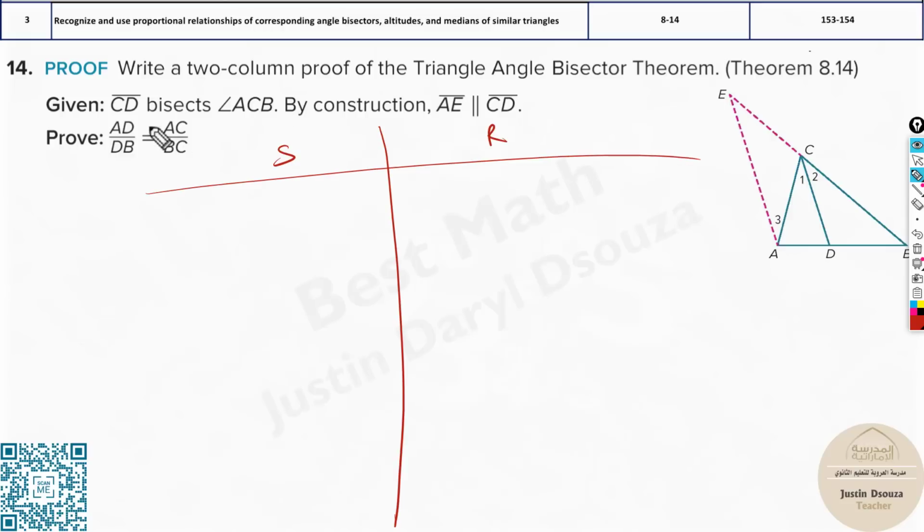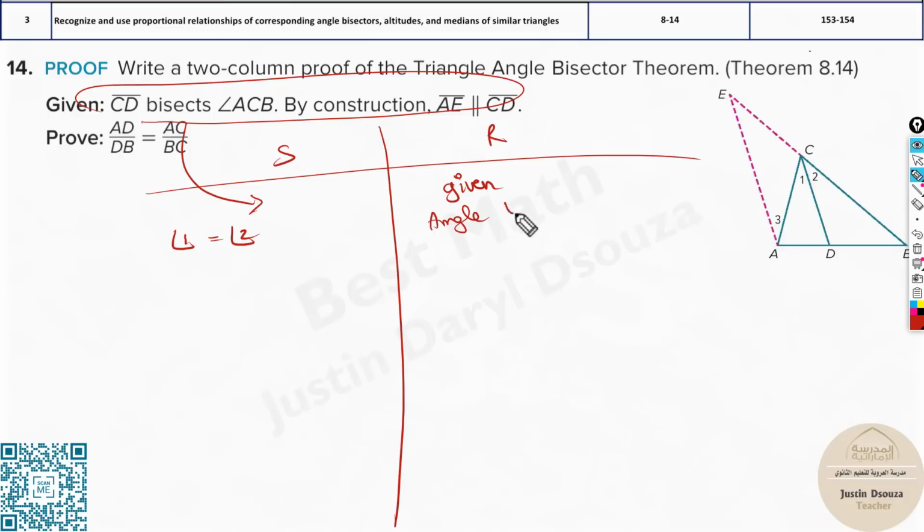Statement, reason. First one is obviously the given one. Just write it over here. The reason is given. Next, what you do is, let me start with the angles. Angle 1 is equal to angle 2, from angle bisector.